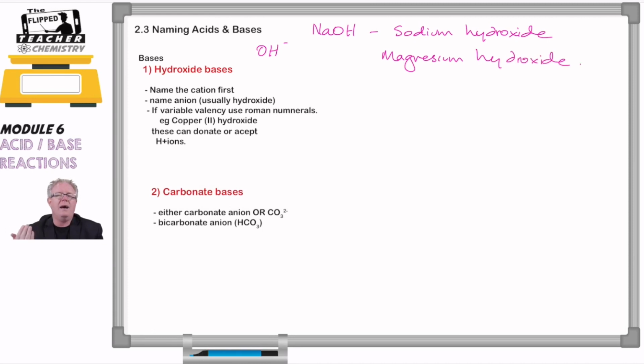Okay, if we have the metal or the cation being multivalent, then we have to put Roman numerals in, just like we did when we did ionic compounds before. So if I had copper, right? Remember the copper can have 2+ or 3+. So I could have copper(II) hydroxide. So I'm doing the same thing there. So that would be Cu(OH)2, right? Copper(II) hydroxide. What about carbonate bases?